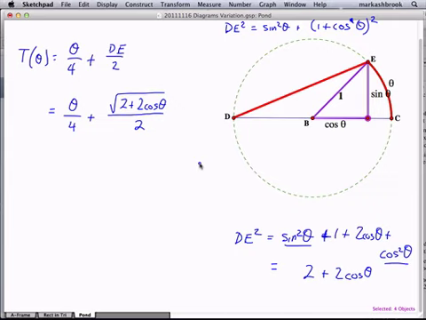Anybody have a question? Does that make sense? You lost me back at how you got the 1 plus cosine theta squared. So we want this distance here. We're using the Pythagorean theorem on this triangle. Let's call that point F. So we want the Pythagorean theorem on triangle DFE. So DE squared is going to be DF squared plus FE squared. FE is our sine theta. And what's DF? What's the distance from here to here?